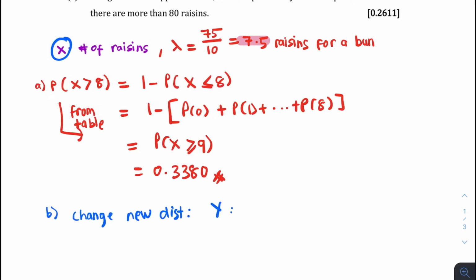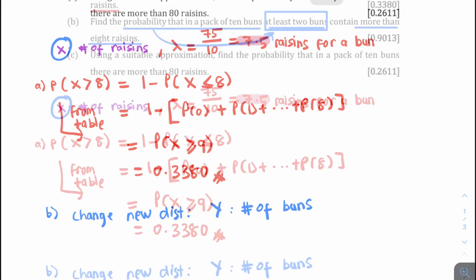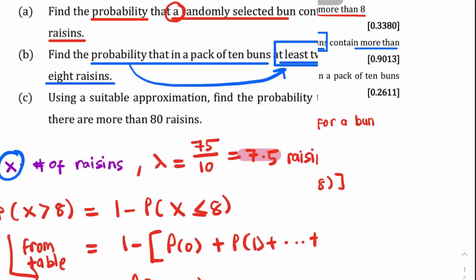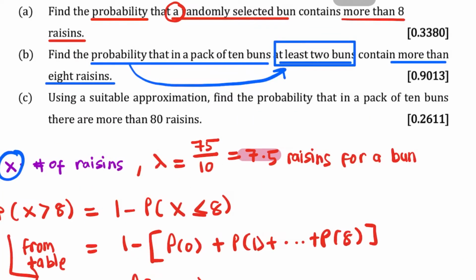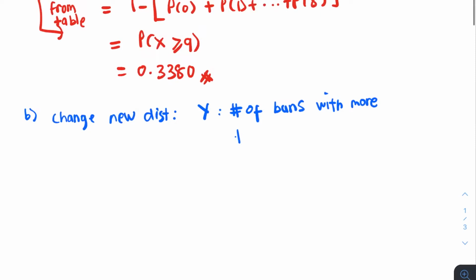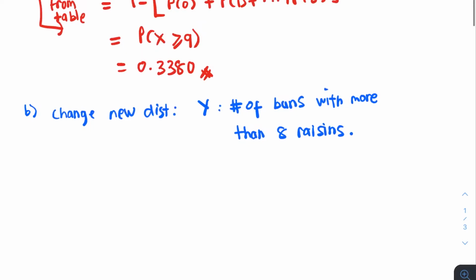Name a new unknown, let's say Y, with number of buns. That number of buns, is there any condition of the buns? There is a condition, or criteria, of the bun, which says that the bun must have more than 8 raisins. So Y is the number of buns with more than 8 raisins.